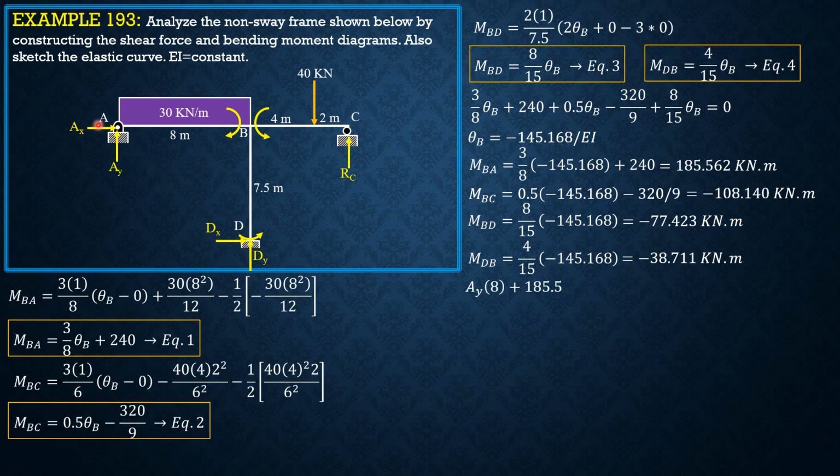So for AY, summation of moment at B equals 0, considering AB. So AY times 8 plus MBA, which is 185.562, equals the moment of the load, 30 times 8 times 4.